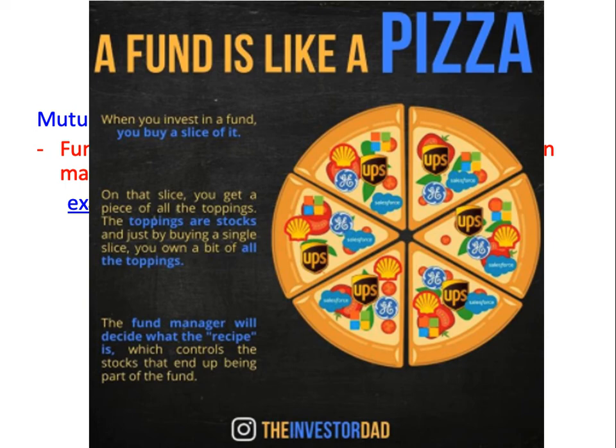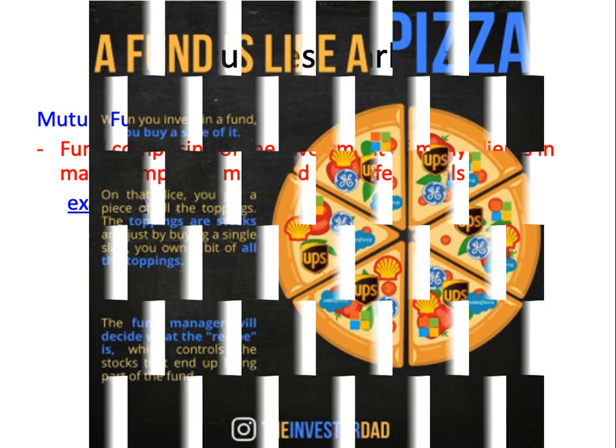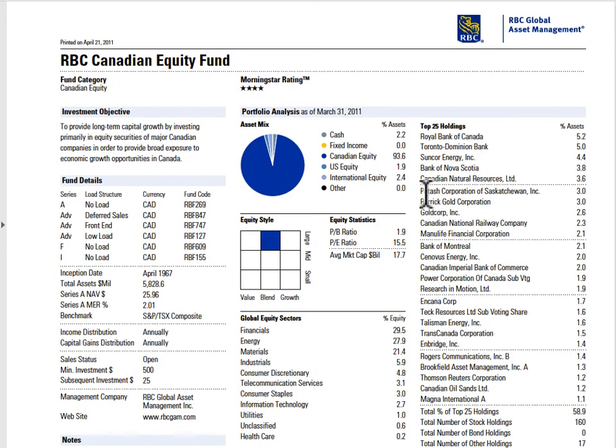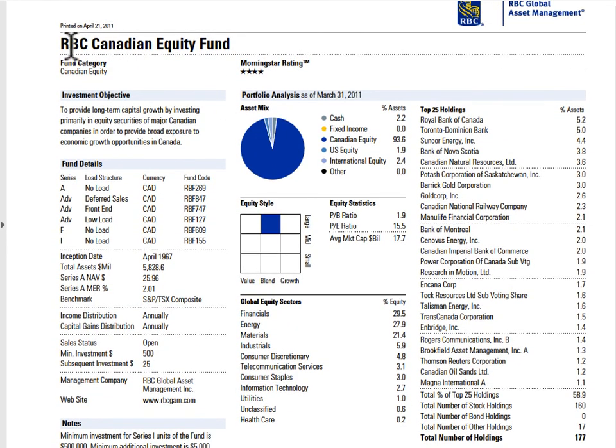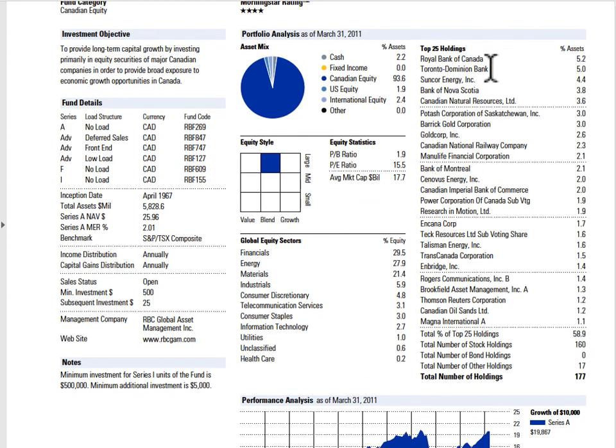So that's just the conceptual example. And so I'm going to show you a real example of a fund now. And so here is the RBC Canadian Equity Fund. And so most funds have I guess a mandate or a style, right? So this fund is the RBC Canadian Equity Fund. So they're investing in Canadian equities, okay? And so you'll see here, this fund has Royal Bank of Canada, TD, Suncor, Bank of Nova Scotia, Canadian Natural Resources. So this fund owns all of these things, okay?